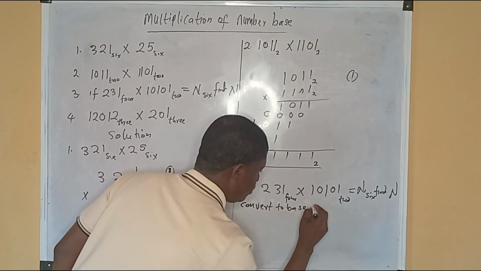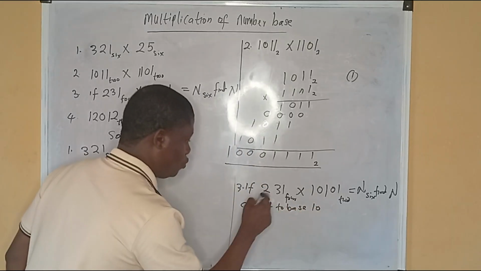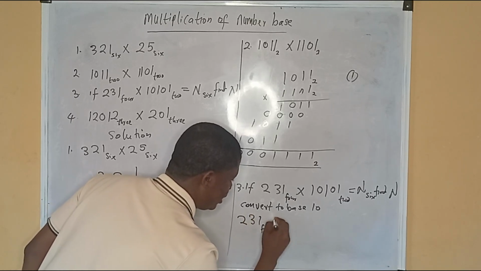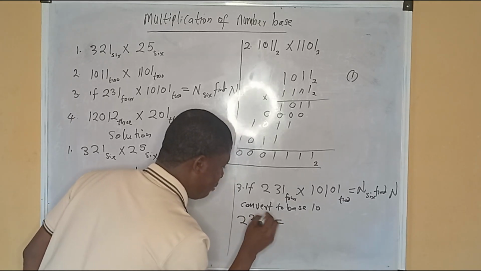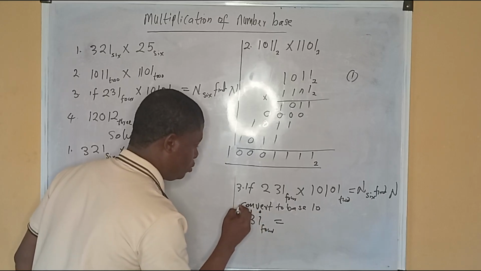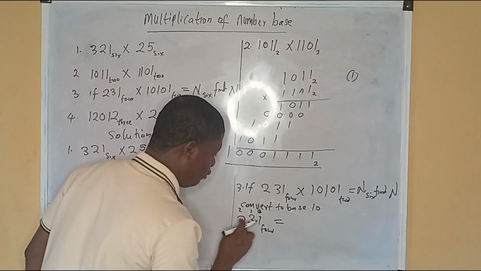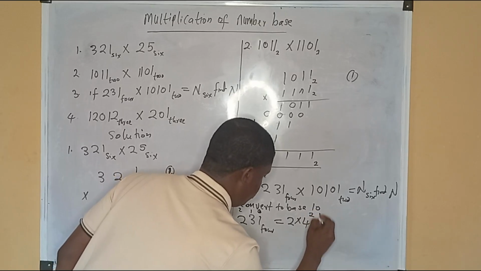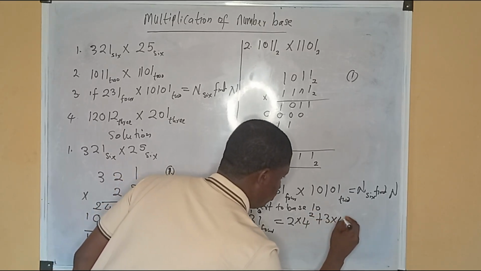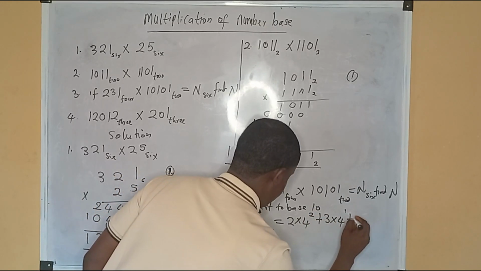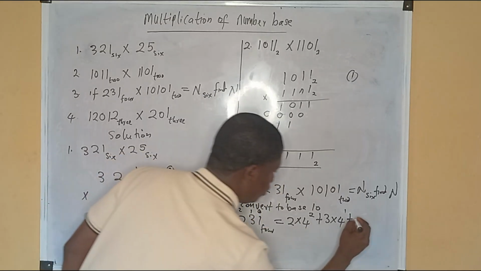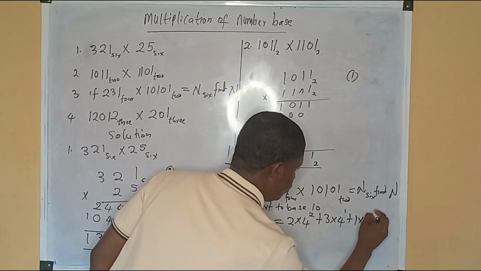Convert to base 10. Okay, so we have 231 in base 4. Let's convert that to base 10. Their place values are 0, 1, 2. So we have 2 times 4 raised to the power of 2, plus 3 times 4 raised to the power of 1, plus 1 times 4 raised to the power of 0.